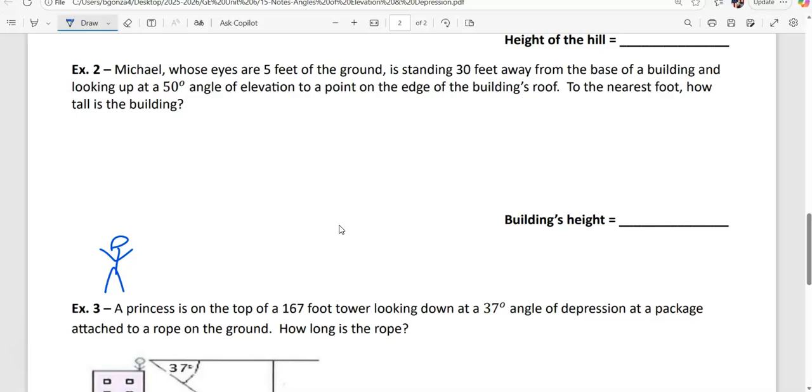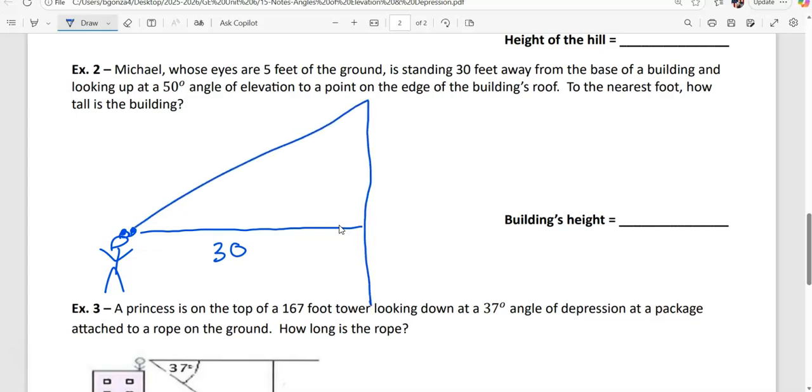Now, once you draw Michael, it says his eyes are 5 feet off the ground. Okay, so here's his eyes. And they're 5 feet off the ground, and he's standing 30 feet away from the base of a building. So draw yourself a line like this. That's 30 feet away from a building. And he's looking up with these eyes at 50 degrees to the top of this building, to the point on the edge of the building's roof. So here's the building, and angle of elevation is going up, so he's looking up at 50 degrees.